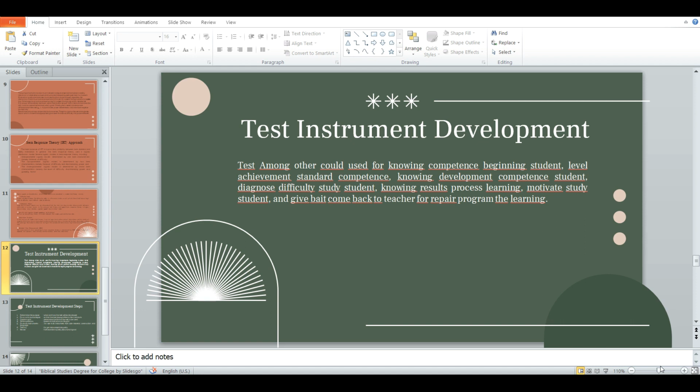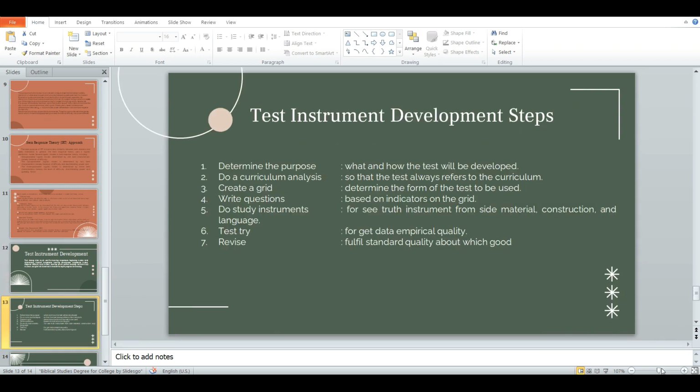Tests are used, among other purposes, for knowing students' initial competence, the level of achievement of competence standards, knowing the development of students' competence, diagnosing students' difficulties, knowing the results of the learning process, motivating students to study, and giving feedback to teachers for improving the learning program. There are 7 steps to develop the test instrument.